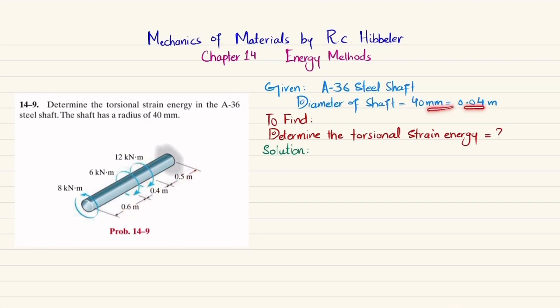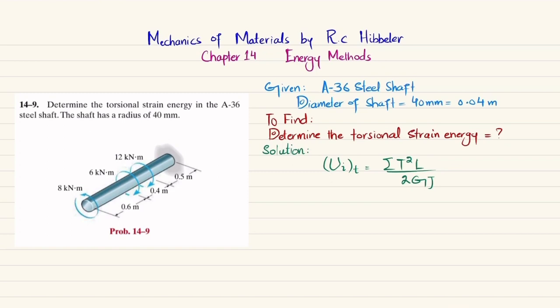The radius of the shaft is given here, which is 0.04 meter, and it is an A36 steel shaft. So you have to determine the strain energy due to torsion. Let's start with the solution. We know that strain energy due to torsion is equal to the sum of T squared times L divided by 2GJ, where T is torque, L is length, G is modulus of rigidity, and J is polar moment of inertia.